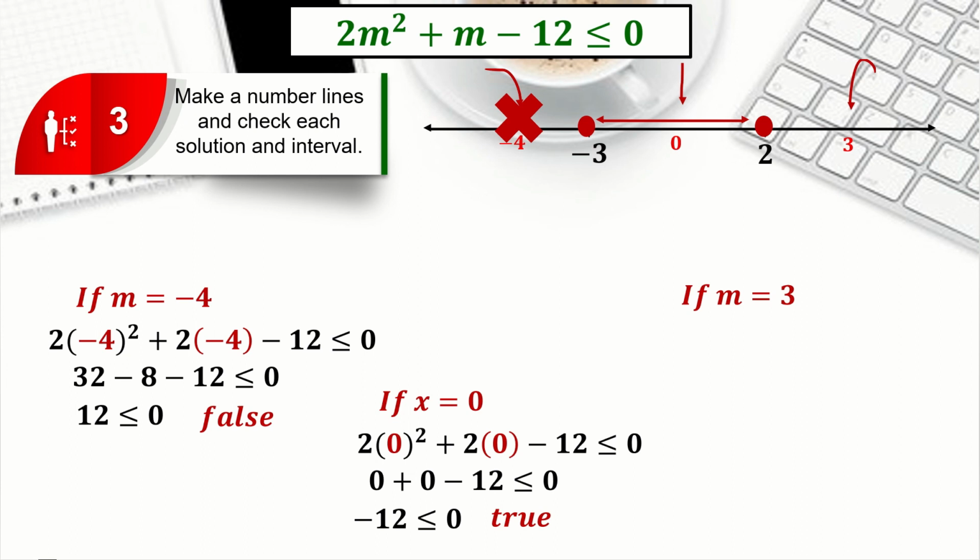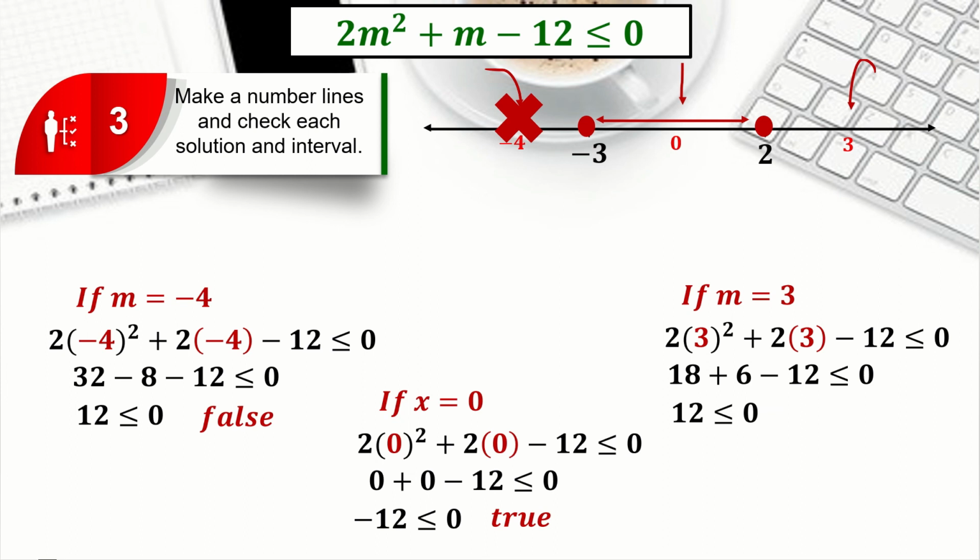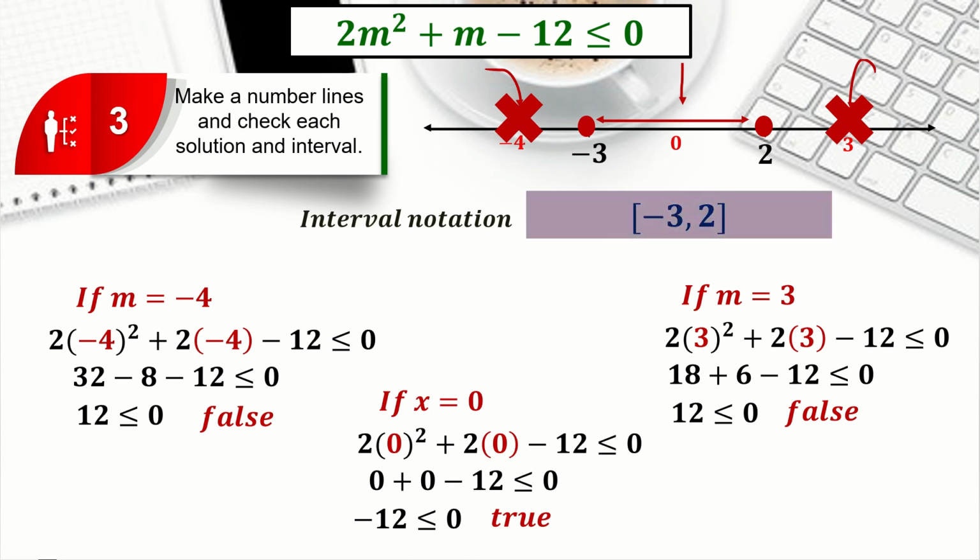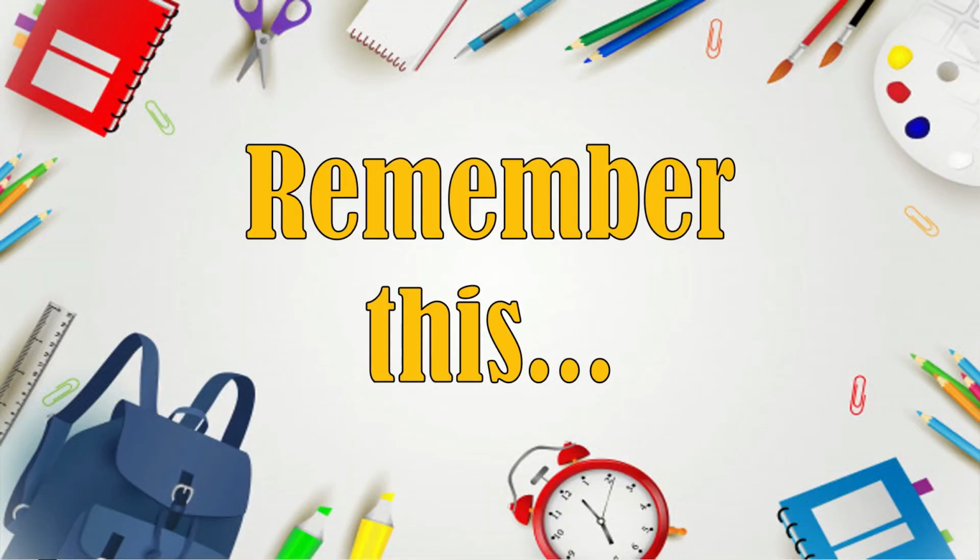Okay, last, if m is equal to 3, substitute 3 in the given equation. We have 18 plus 6 minus 12 is less than or equal to 0. So we have 12 is less than or equal to 0, and that is also false. Meaning to say, going to positive infinity is not a part of the solution. So for the interval notation of that, we have bracket negative 3, 2. We use brackets since negative 3 and positive 2 are a part of the solution.